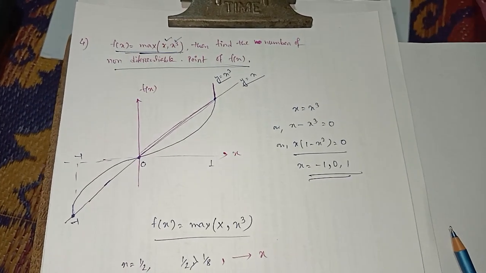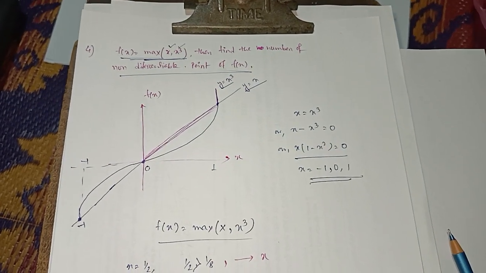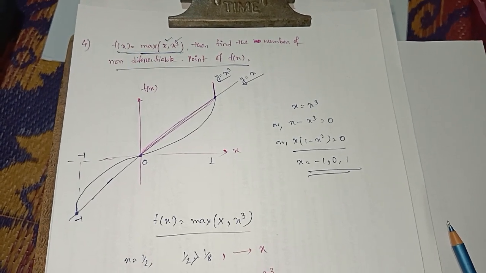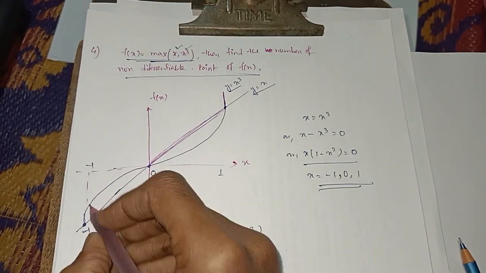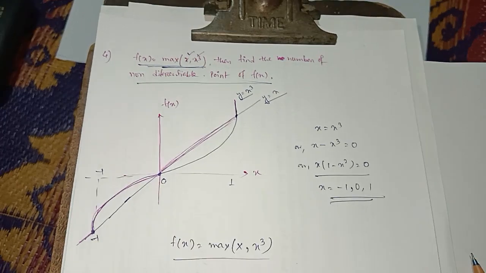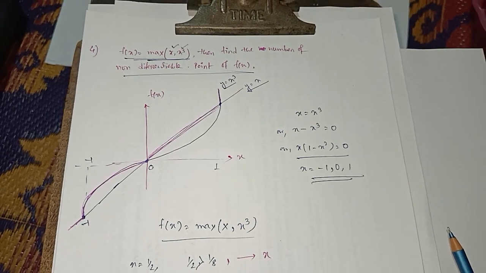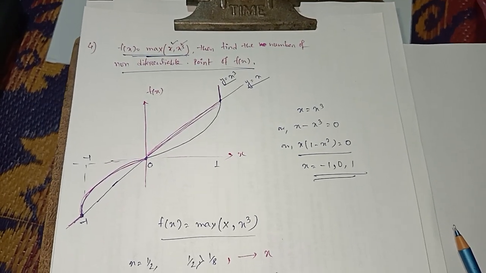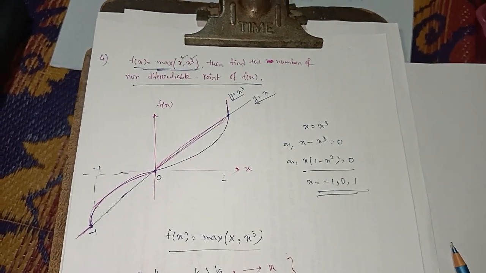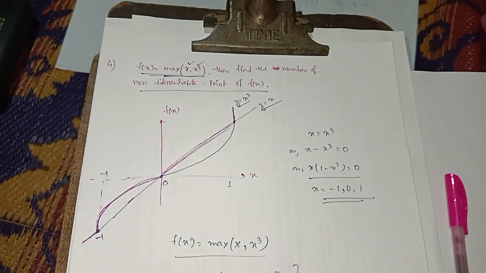Similarly, in the negative portion we take the opposite. If we take x equal to minus half, then we get minus half and minus 1 by 8. Minus 1 by 8 is greater, so we take x cube. So from the negative side we take this and this. If we put x equal to minus 2, then we get minus 2 and minus 8, so we take x.